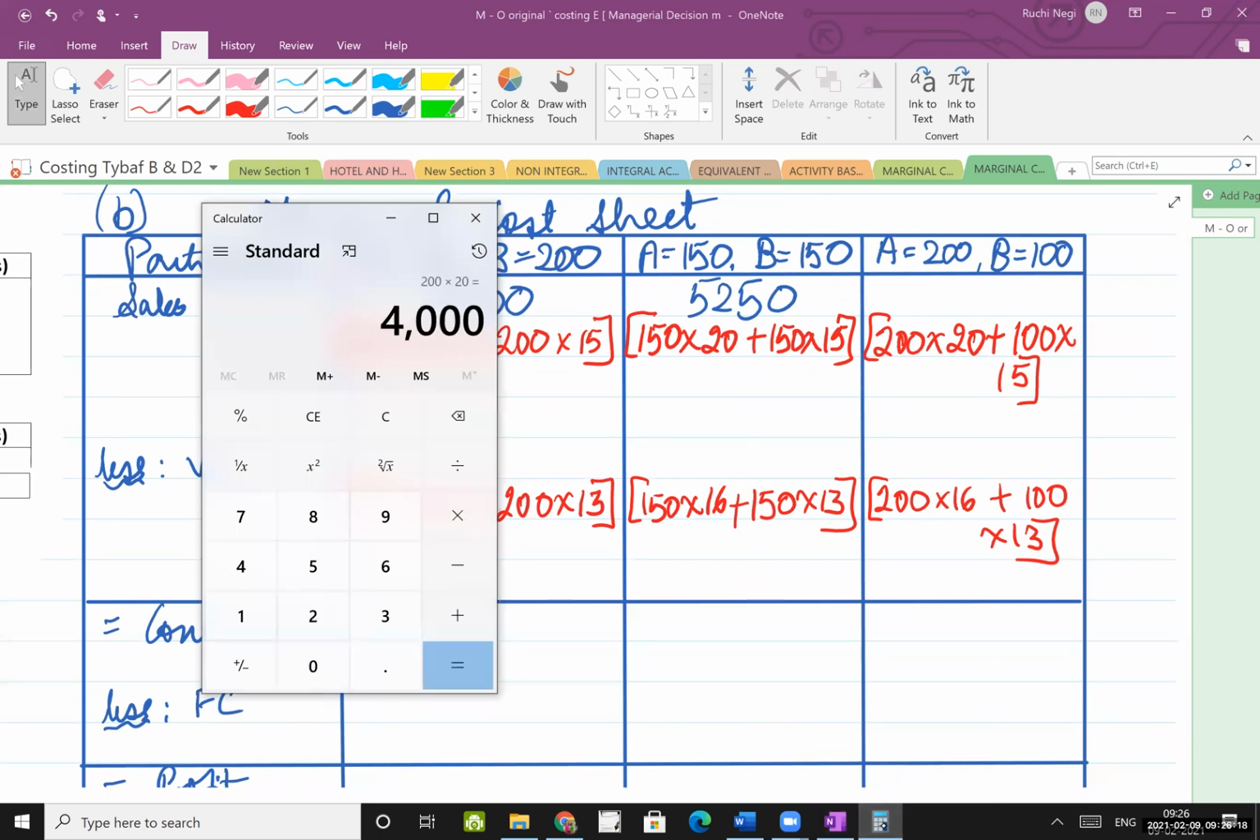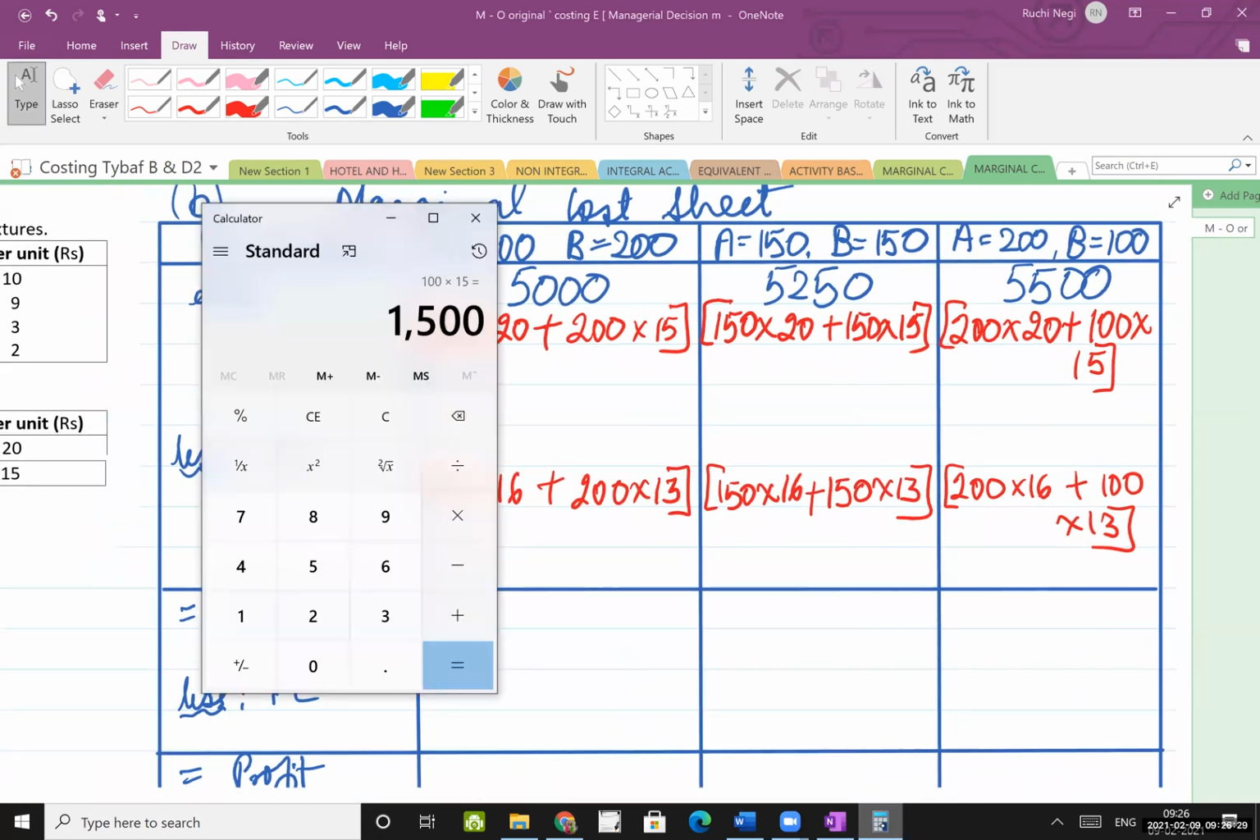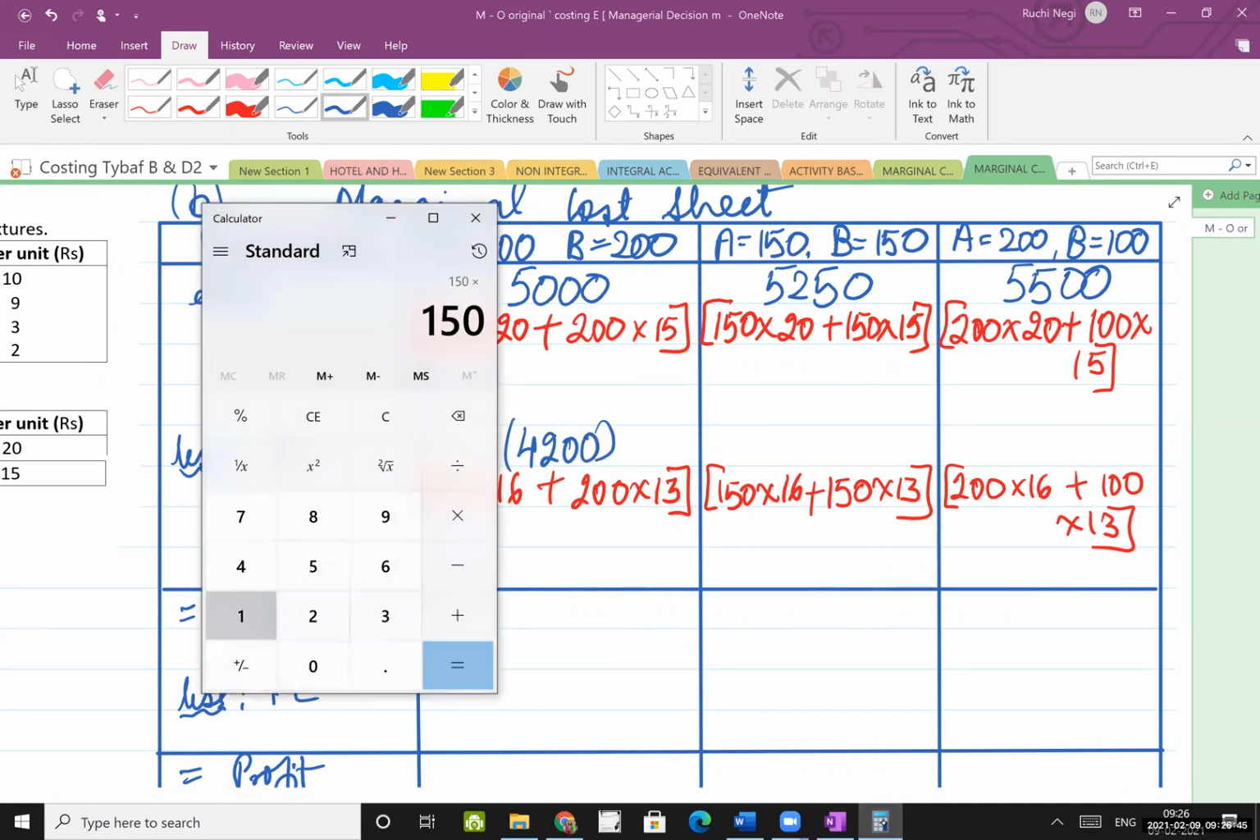200 into 20 is 4000. 100 into 15 is 1500. Okay, so this is 5500. Okay, then 100 into 16, 1600. 200 into 13, 2600. 4200. Next, 150 into 16, 2400. 150 into 13, 1950.